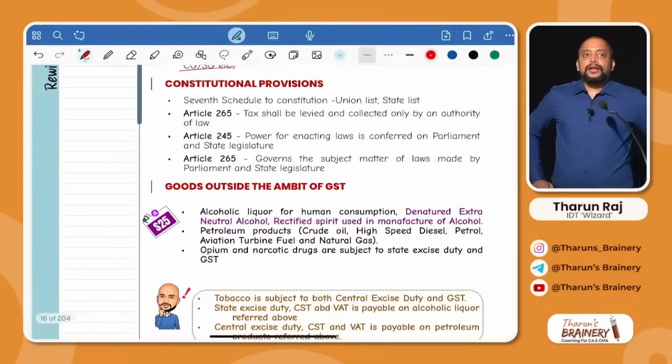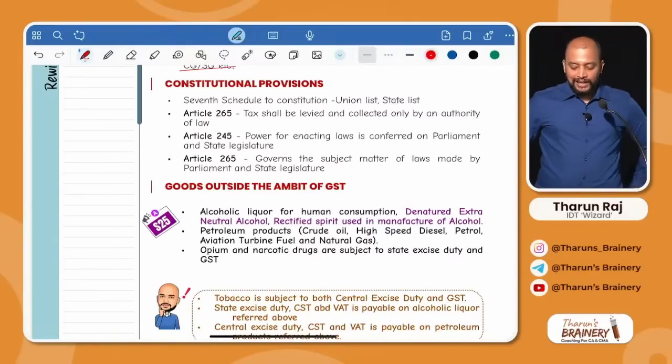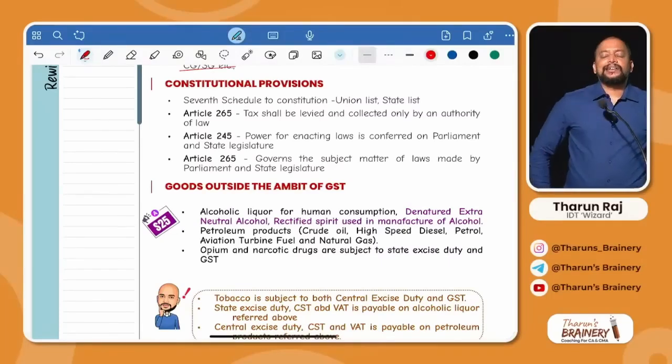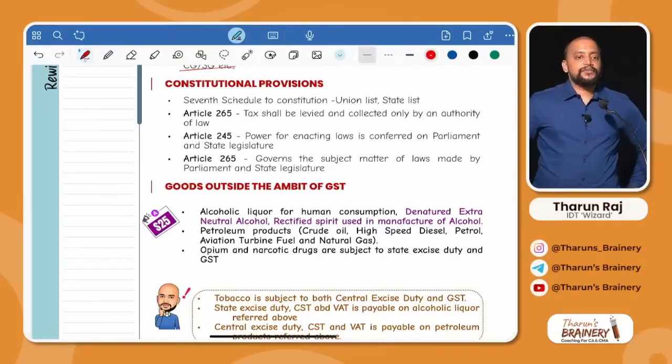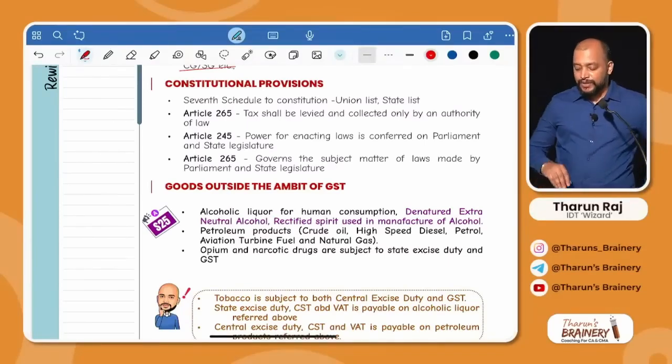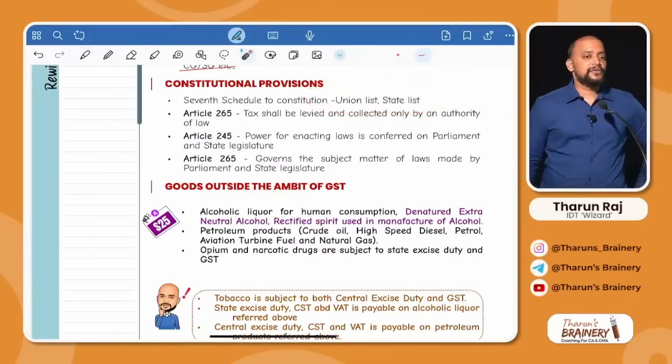Then, constitutional provision. Say this, the 7th Schedule to the Constitution. So we have the union list, state list, like that. And union list means what? Where the power to levy tax is on the central government. State list means what? Where the power to levy tax is on the state government. But now GST will come under both lists. Why both lists?